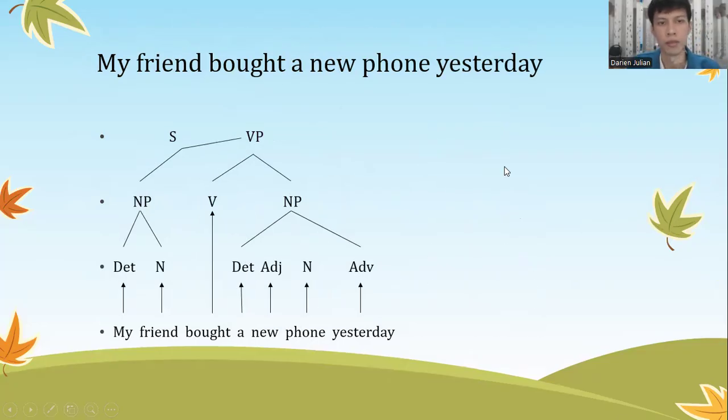Next is: My friend bought a new phone yesterday. "My" is a determiner, "friend" is a noun. My friend is a noun phrase. "Bought" is a verb. "A" is a determiner, "new" is an adjective, "phone" is a noun, "yesterday" is an adjective. A new phone yesterday is a noun phrase. Bought a new phone yesterday is the verb phrase. My friend bought a new phone yesterday is the sentence.